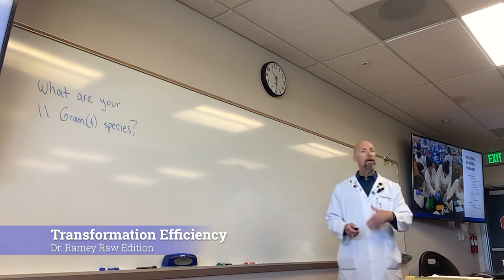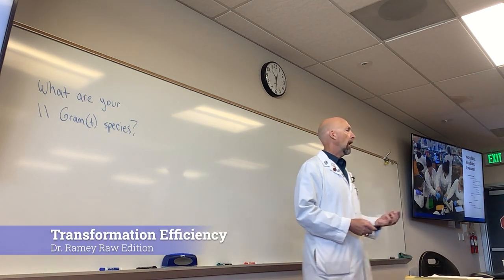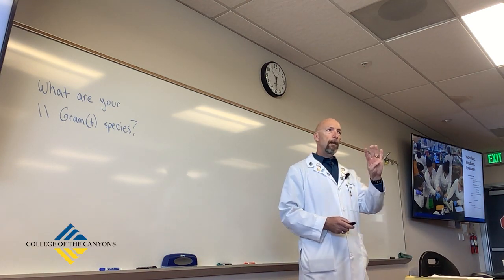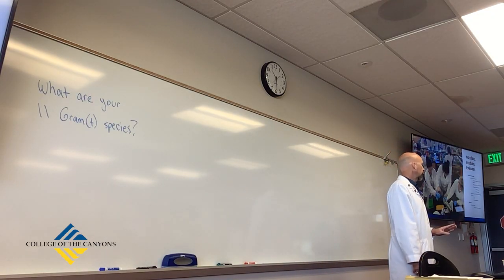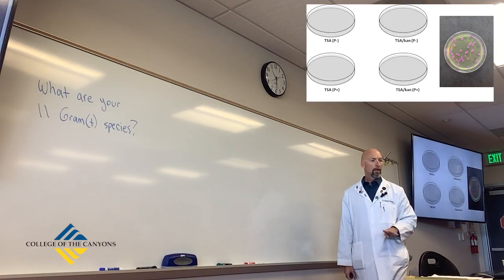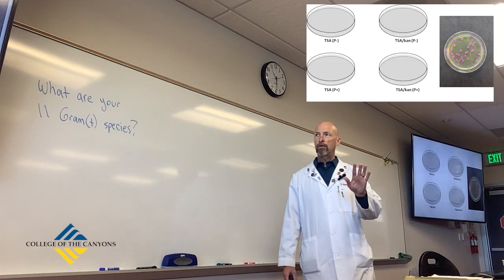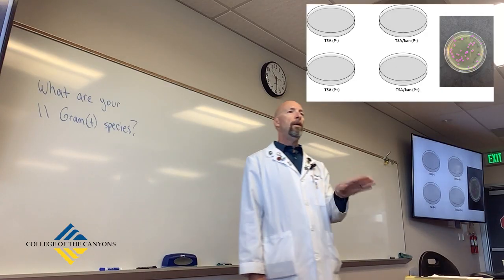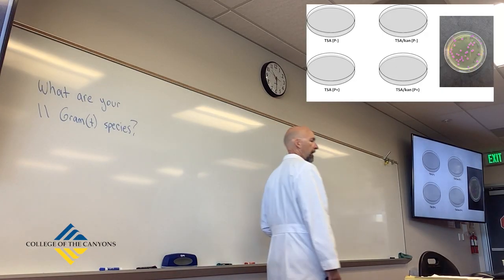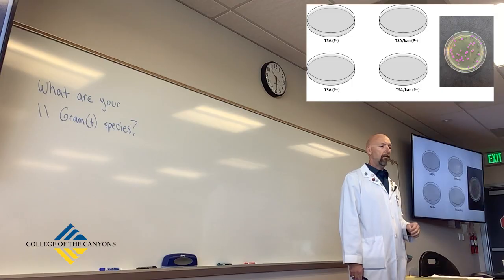So let's talk about the evaluations first. You've got, each group has 4 plates in the incubator right now from your transformation activity last time. You got to take a look at those. You've got 2 P- plates, 1 TSA, 1 TSA with kan, and you got 2 P+ plates, 1 TSA and then 1 TSA kanamycin plate there.